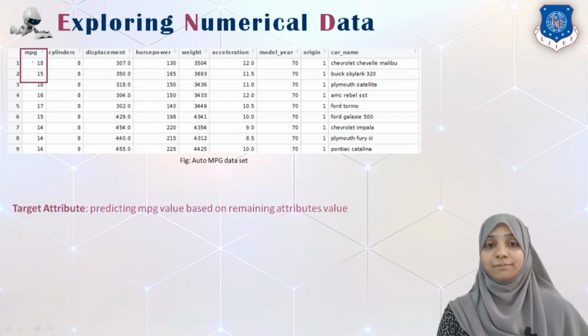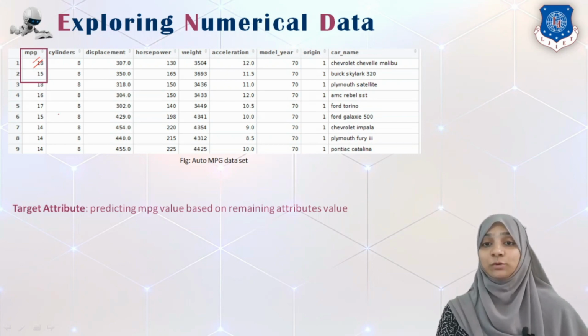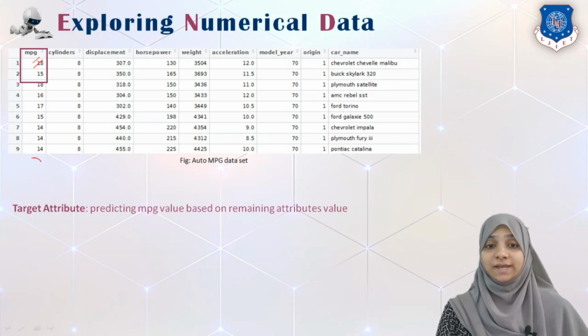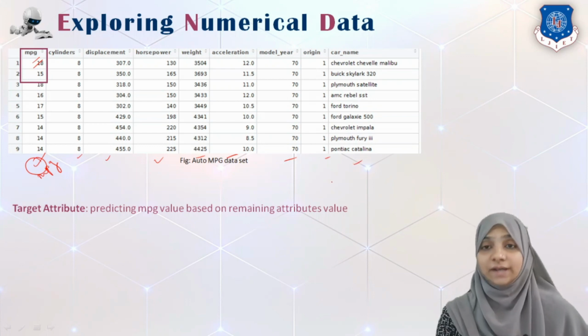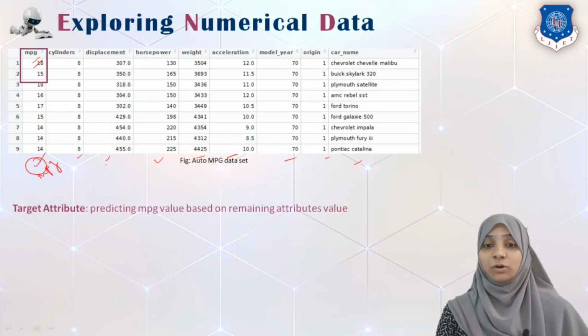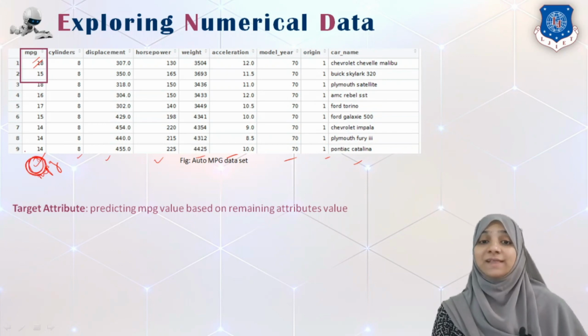In this data set, MPG is the target attribute. That means if I give this complete data set to a machine learning system, at the end I would like to predict the value of MPG, that is miles per gallon, for given values of cylinders, displacement, horsepower, weight, acceleration, model year, origin and the car name. My system will take all of these attributes as input and produce this attribute as an output. That's why we call a predicted output attribute the target attribute. So this is my target attribute.